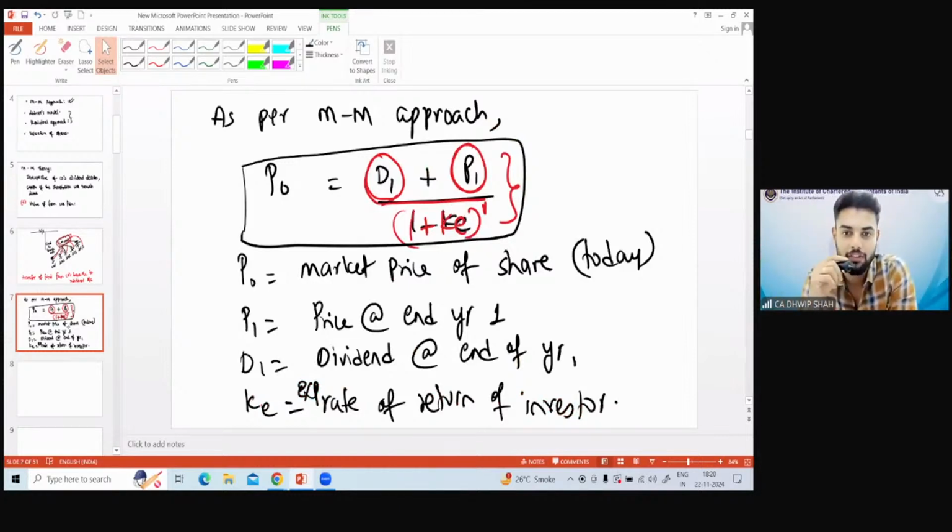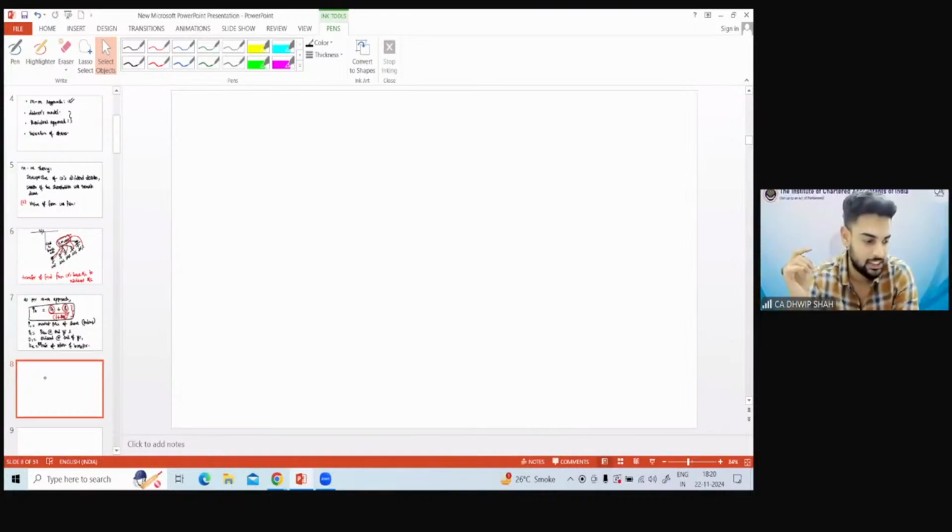The formula given by MM is that the share price today is dependent on the future cash flows of only 1 year, not beyond 1 year. Okay? And the expected cash flows would be in the form of dividend and in the form of market price at the end of year one. So you simply discount that. This is what MM said. Now let's take an illustration to understand it better.